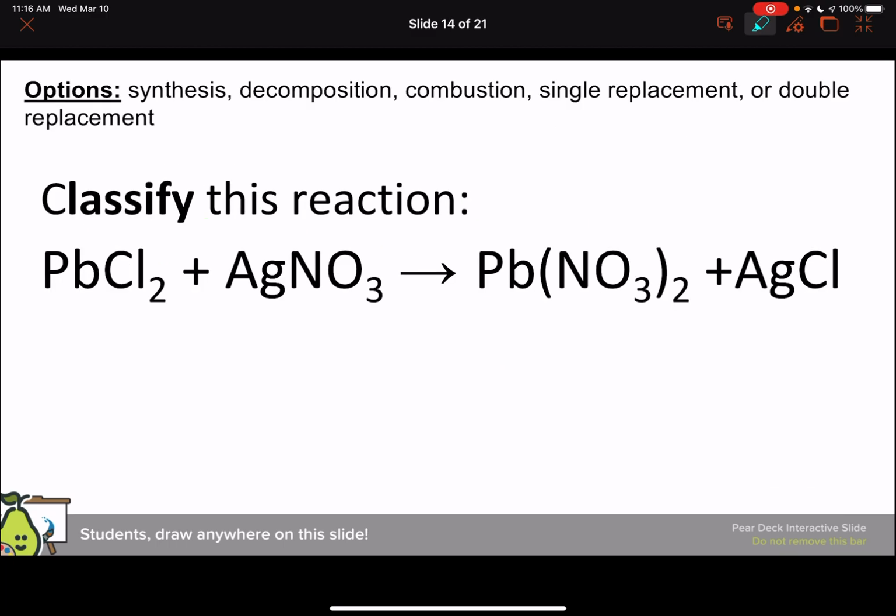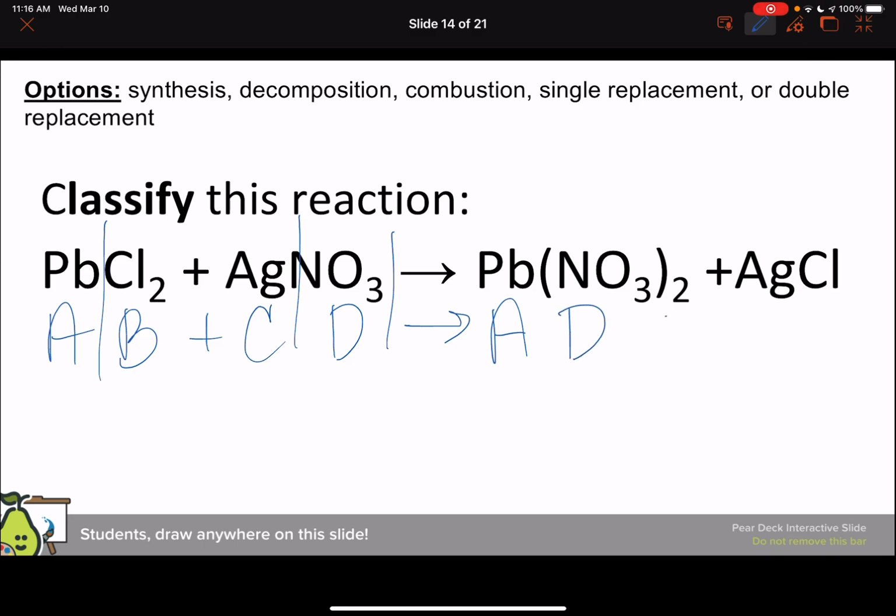Now classify this reaction. Notice that we have PbCl2 plus AgNO3 yields PbNO3 and AgCl. Pb would be my A, Cl is my B, Ag is my C, NO3 is my D, and then it yields what we have. Pb is A now with D plus C with B. So this would be a double replacement because we have two swaps. Pb has a new partner and so does Ag.